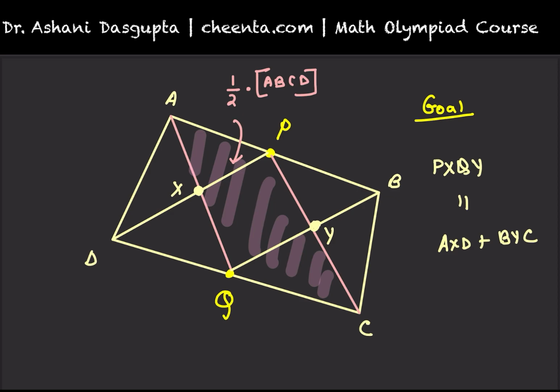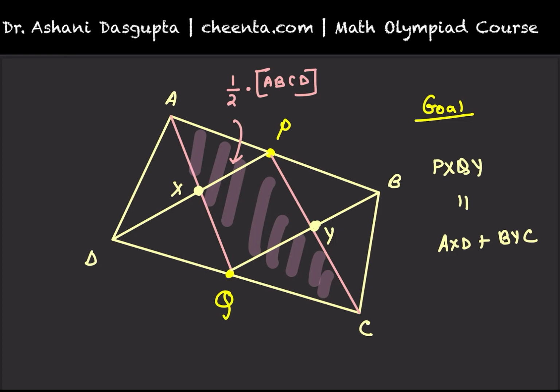First of all, let me explain why this portion in the middle is exactly half of the area of the entire quadrilateral. This is a very important fact and is used over and over in mathematical Olympiads. It's a very simple fact as well. You can easily prove this.